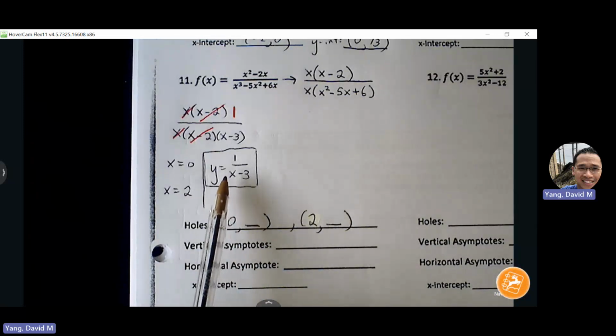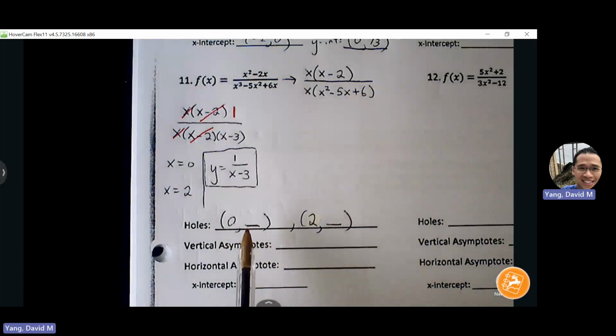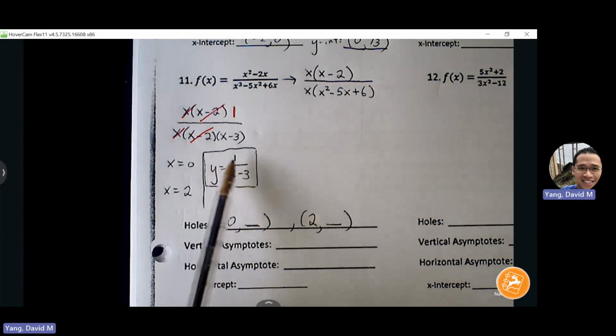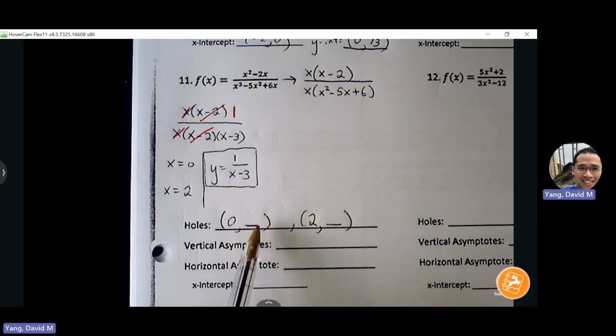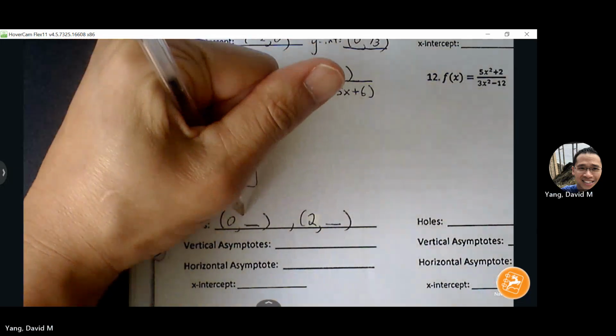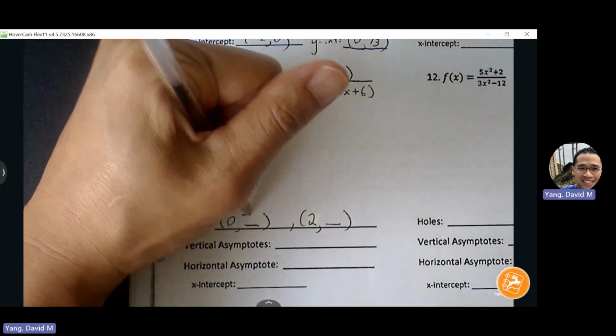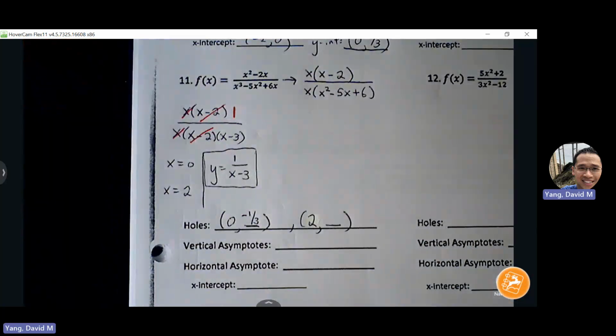They're very good so far with the reduced expression and identifying the holes. So now the question is, how do I find the y values of those holes? I'm going to insert my x value into the reduced expression, and whatever y value I get, that is going to be a location where my hole exists. So if I insert 0 for x, what do I get? -1/3. Okay, so I know I can put a hole at that ordered pair.